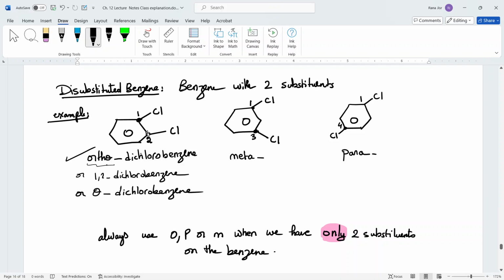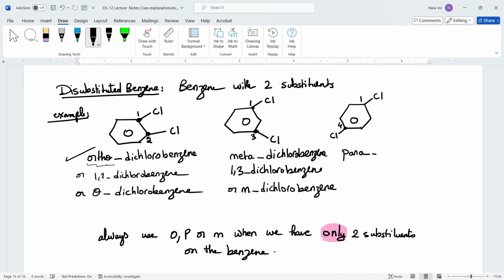1,2 substituents. Meta, that is going to be 1,3. Sorry, with meta you don't have to use 1,3 in there. So it's going to be meta, and then it's going to be dichlorobenzene. Or I can do 1,3 dichlorobenzene. Again, don't use meta if you're using 1,3. So if you're using 1,3, drop the meta. Or I can do M and the dash and then dichlorobenzene. It's better to use the meta instead of using the 1,3.